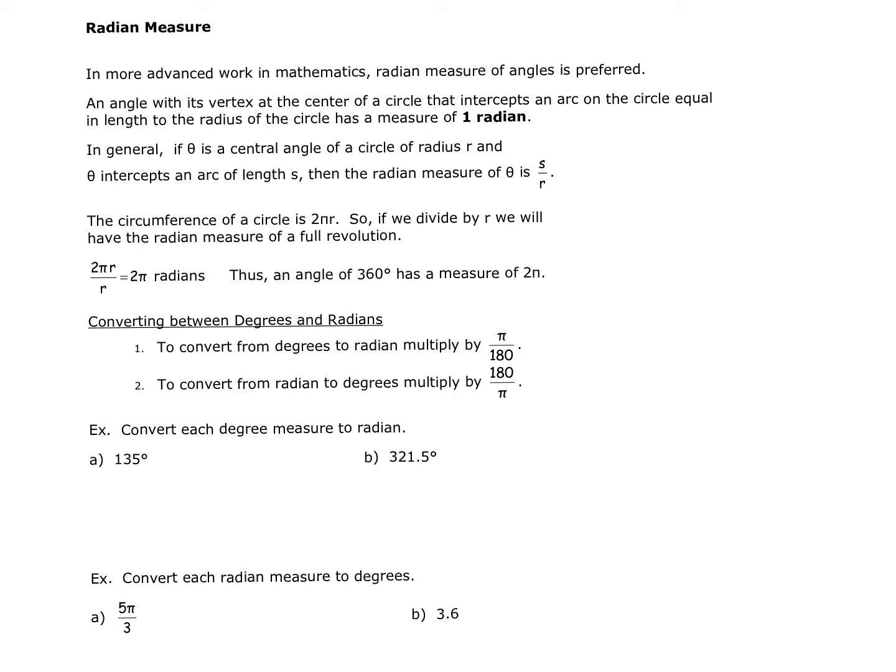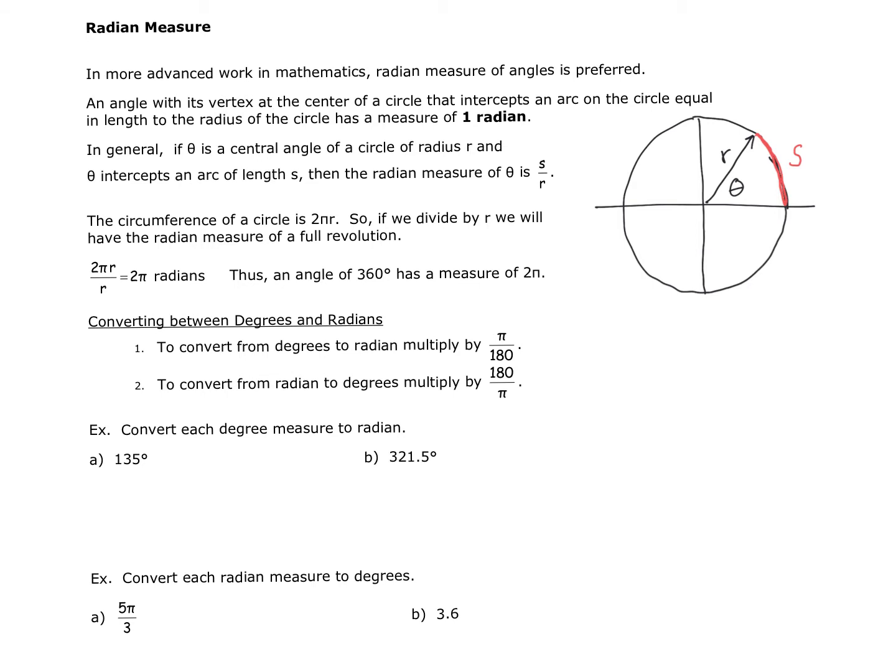So an angle with its vertex at the center of a circle that intercepts an arc on the circle equal in length to the radius has a measure of 1 radian. So here's our circle centered at the origin, and here's our radius r, and the length of this here is called our arc length. If our arc length is equal to our radius, then the measurement of that angle theta is 1 radian.